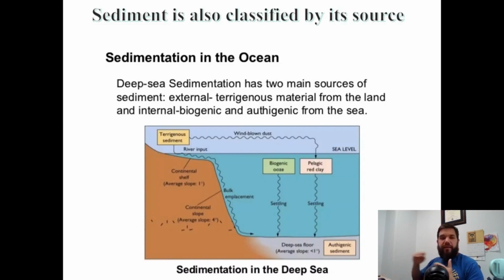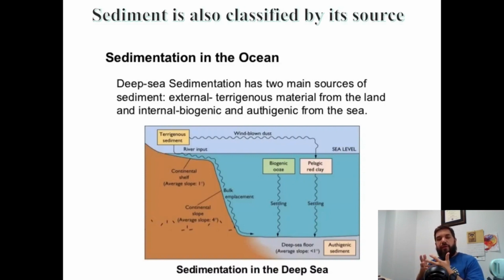The main idea here is that sediment, when it gets transported, the closer to the source, the larger it will be. But as it gets transported, it breaks down. And as it gets transported further and further from the source, the smaller it gets. The further out into the ocean you get, the smaller the sediment size becomes.